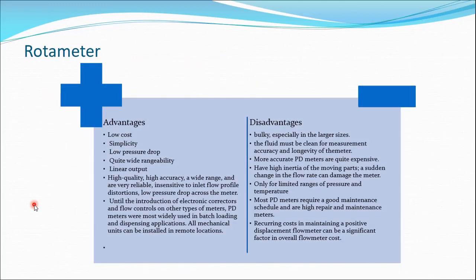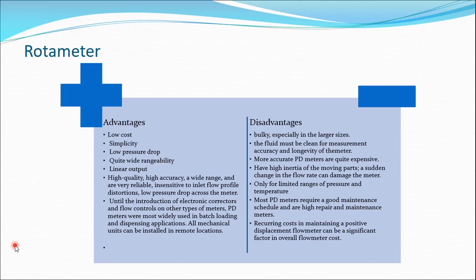Let's take a look at some of the advantages and disadvantages of rotameters. So rotameters are low cost and simplest. They are very simple, with low pressure drop, quick, wider rangeability, linear output, high quality, high accuracy. Until the introduction of electronic correctors and flow controls on other types of meters, PD meters were mostly used in batch loading and dispatching applications.